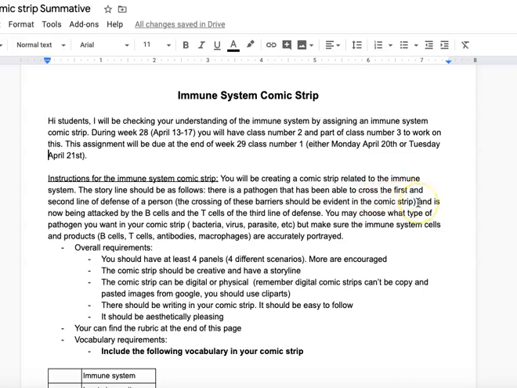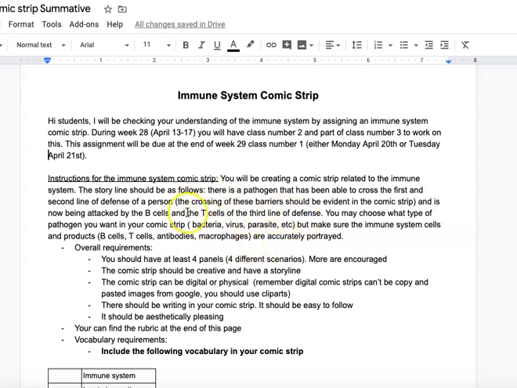And since it has crossed these barriers, it is now being attacked by your B cells and your T cells of the third line of defense. So it's being attacked by the humoral response and by the cell-mediated response. You may choose what type of pathogen you want in your comic strip. It can be a bacteria, a virus, a parasite.